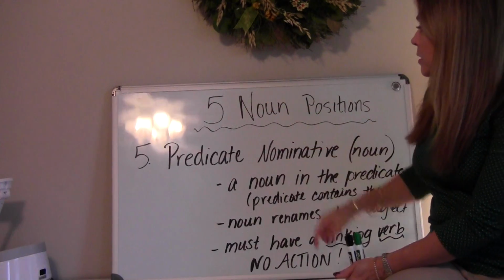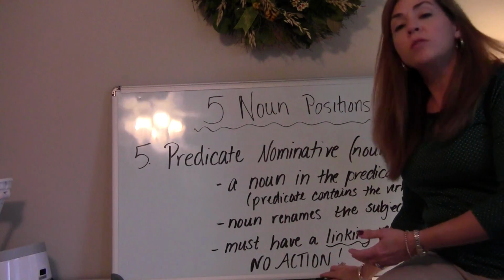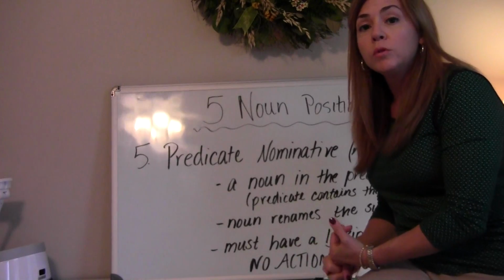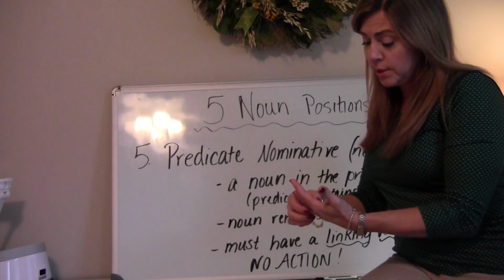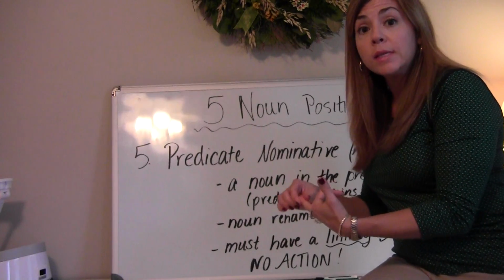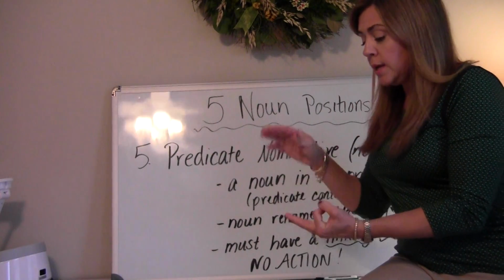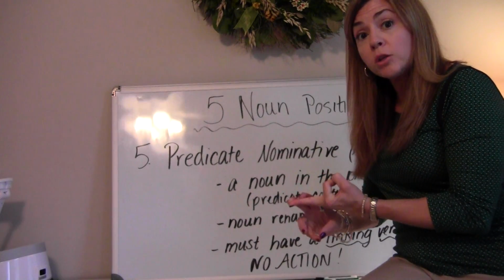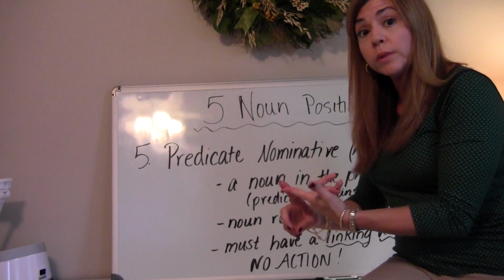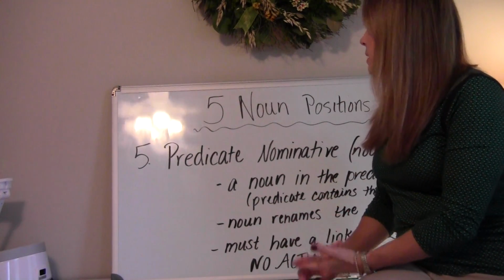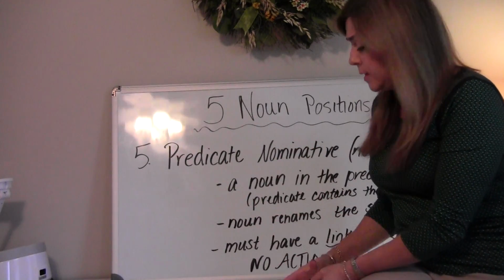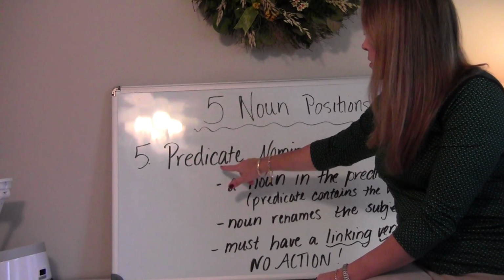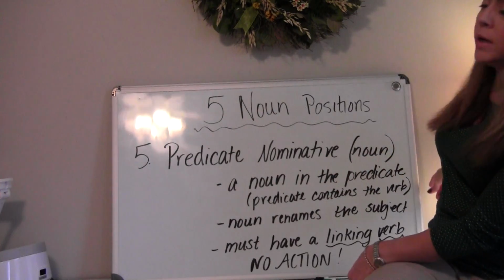noun position that we're going to take a look at. So there have been 5 noun positions that we've looked at. First was subject, a noun used as a subject. Second was a noun as the object of a preposition. Then we had nouns for direct objects. Fourth was nouns for indirect objects. And our 5th and last noun position that we're going to look at in this unit is the predicate nominative.